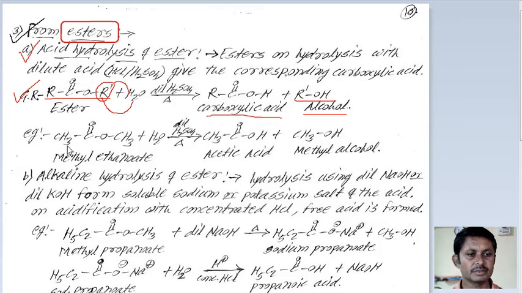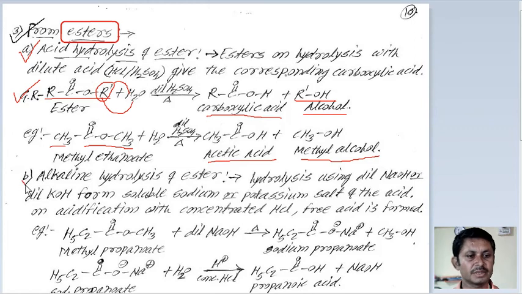See here, there is one example, methyl ethanoate, that is the name of that ester, CH3COOCH3. It is methyl ethanoate. On hydrolysis in presence of H2SO4 we get acetic acid, CH3COOH, plus a byproduct, that is methyl alcohol.